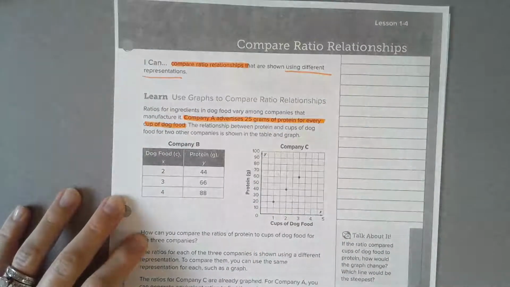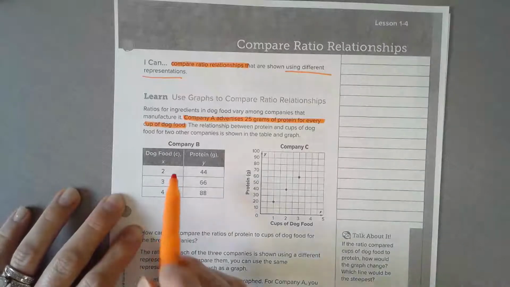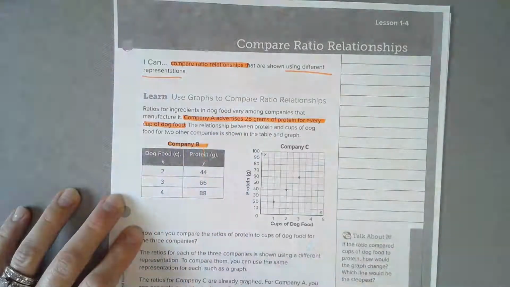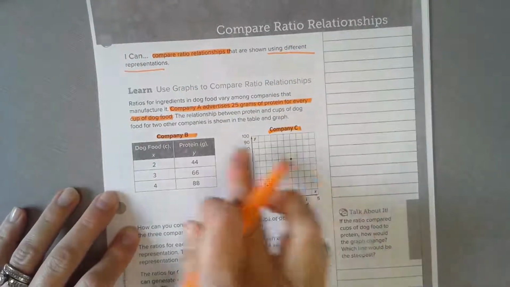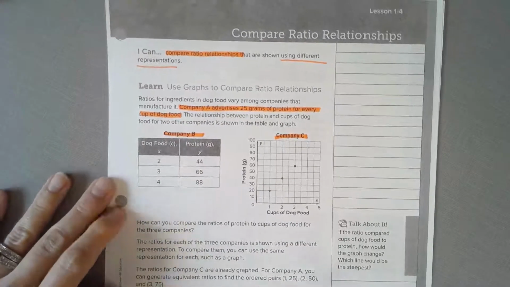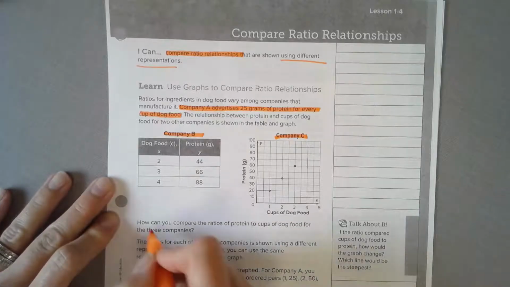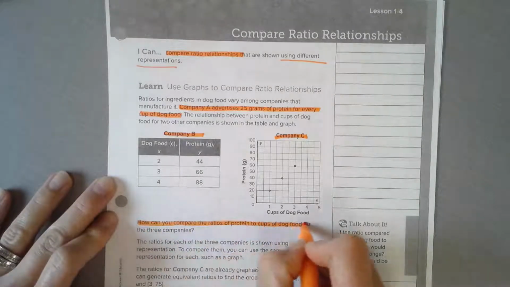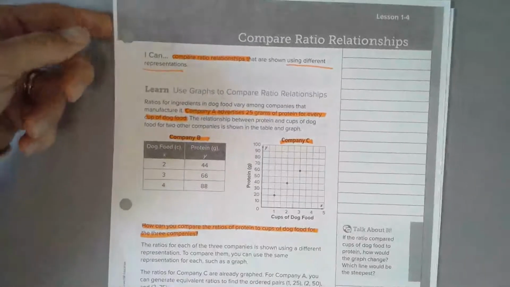The relationship between protein and cups of dog food for two other companies is shown in this table and in this graph. So we have to compare these three things. How can you compare the ratios of protein to cups of dog food with the three companies? I'm going to highlight that question because that's what we need to answer.